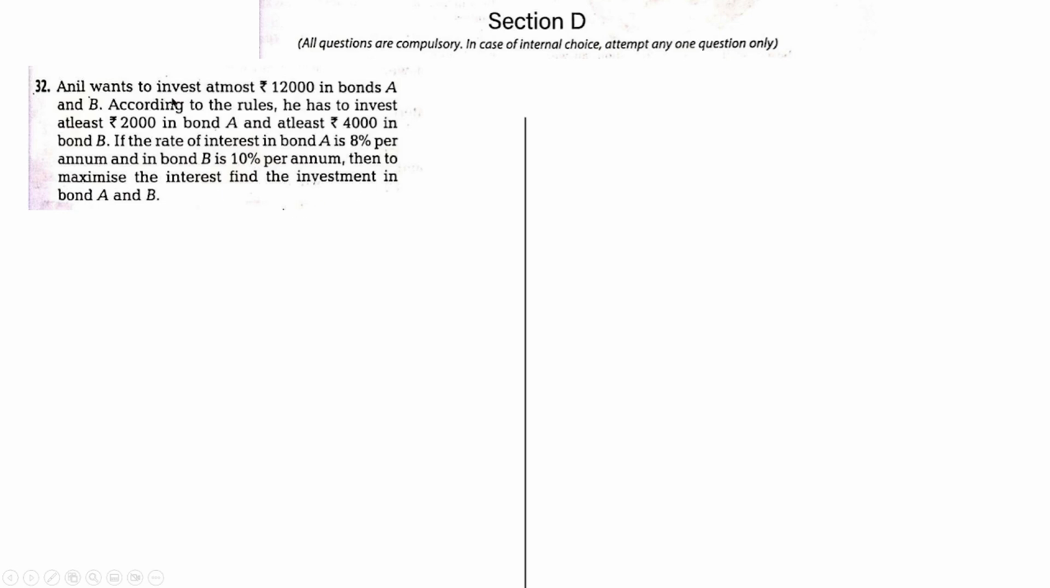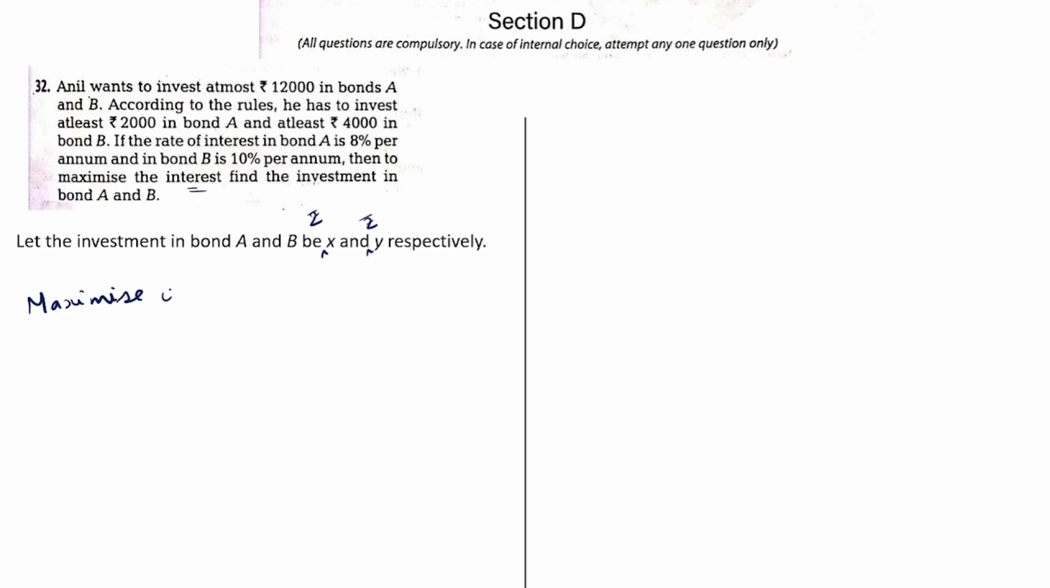So here this is a linear programming problem. So let the investment in bond A and B be rupees x and rupees y respectively. So here we have to maximize the interest.